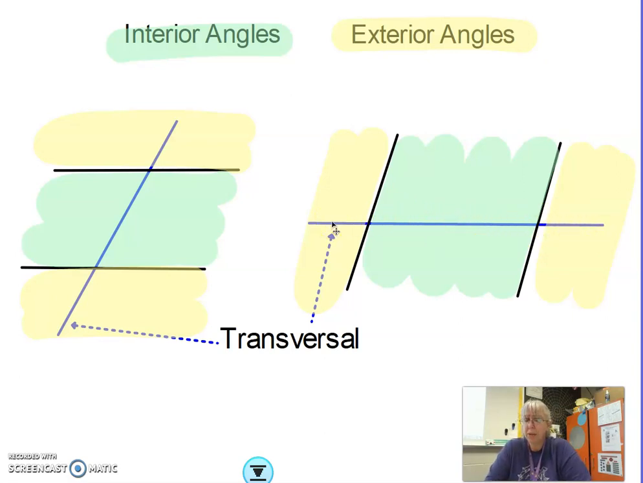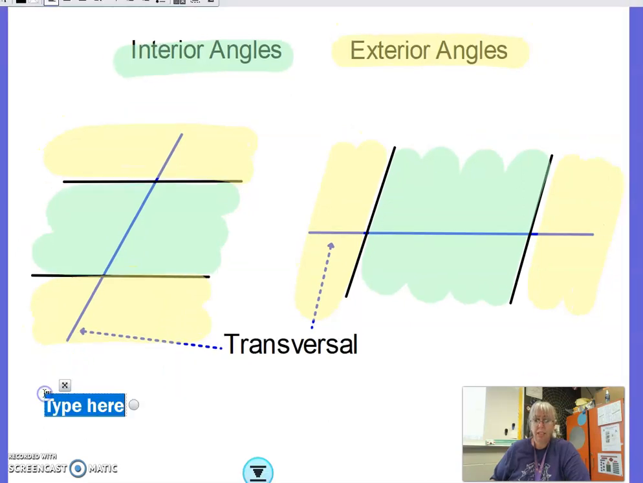Now the next thing we need to know is interior and exterior. So you'll see the interior is inside our lines, inside the lines. And the exterior are outside of the lines.